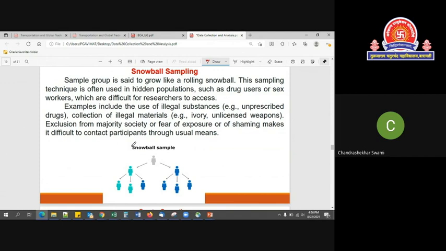Then the question asked to that patient is, in the last 15 days, how many persons have been in your contact? So you are going to test all those people. Or for example, your family members, your society, your apartment, the people are tested. And the next corona positive patients come into our picture. So such a sampling method is what? Snowball sampling method. The sample group is said to grow like a rolling snowball.